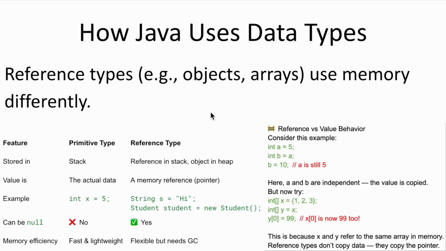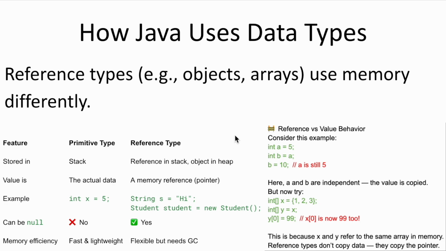Reference types use memory differently. So far, we've seen that primitive types store data directly, like putting a number directly in a box, but reference types, like objects and arrays, work differently. In Java, when you create an object or an array, you don't store the actual data in the variable. Instead, you store a reference, a kind of pointer to where the data lives in memory, which is the stack and the heap. Java uses two main memory areas. The stack: fast, short-lived memory for method calls and local primitive variables. The heap: larger, shared memory for objects and arrays.